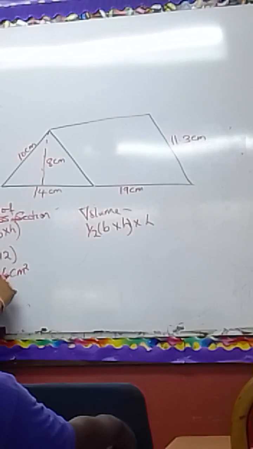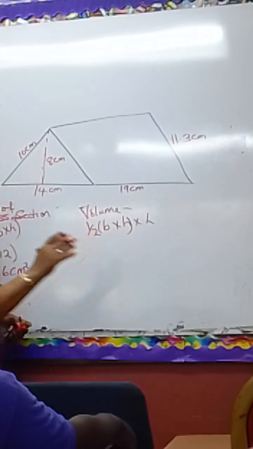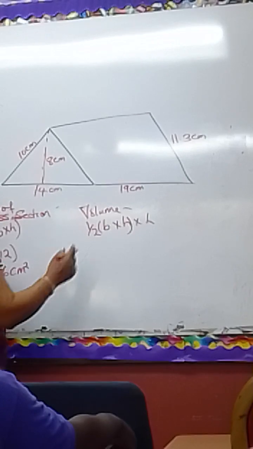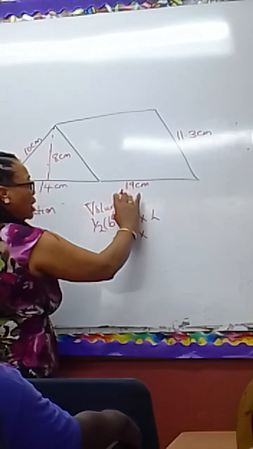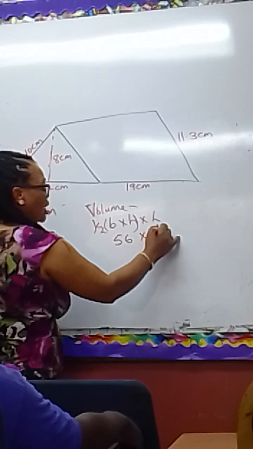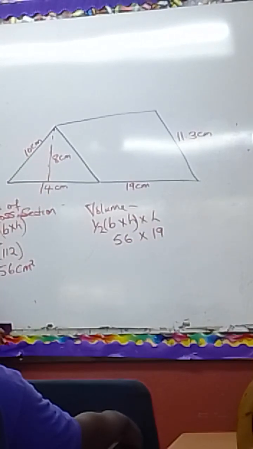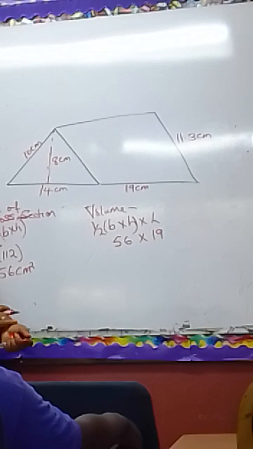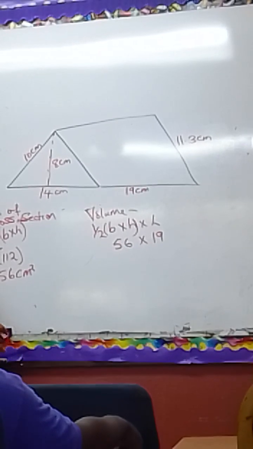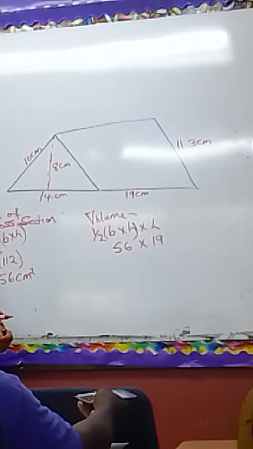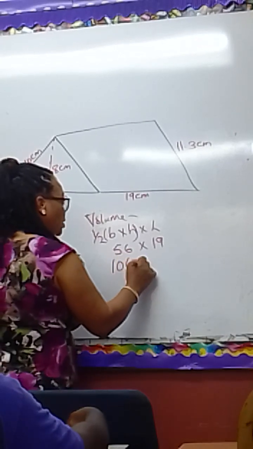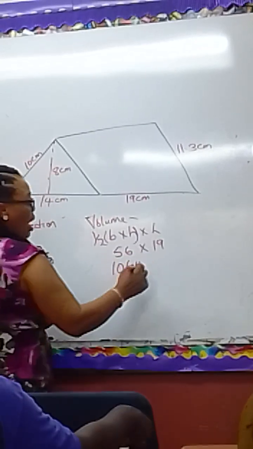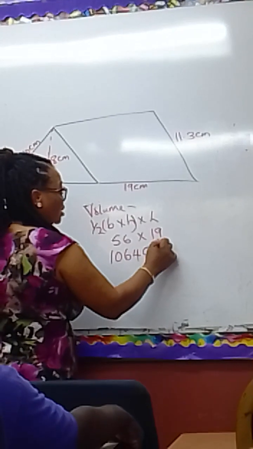We already found half the base times the height, which is what we did for this piece right here. So it is 56, because we already worked this out. We don't have to go back and work this. We already know that half the base times the height is 56, times the length, which in this case is 19. What do we get when we multiply 56 times 19? 1064, and this one is centimeters cube.